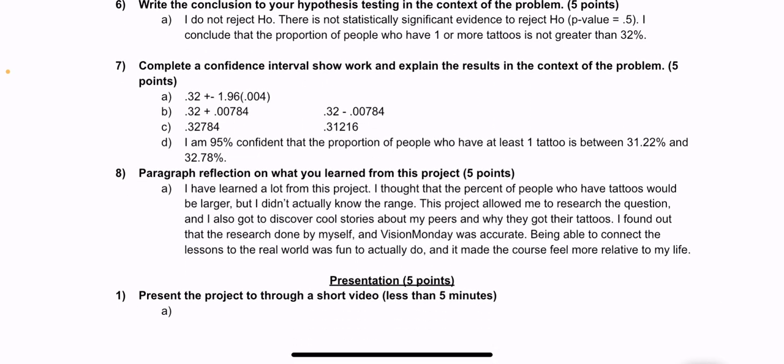For a confidence interval, we take 0.32 and add and subtract 1.96 times 0.004. We end up getting 0.32784 and 0.32216. So I am 95% confident that the proportion of people who have at least one tattoo is between 32.22% and 32.78%.